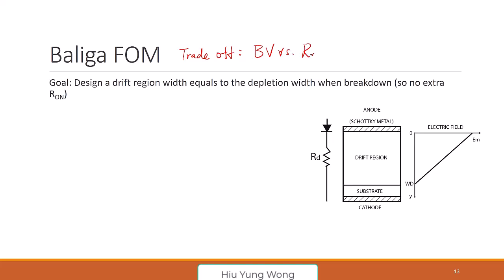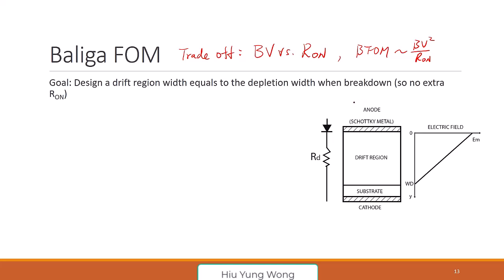Again, if I have a very big breakdown voltage, I will have a very small R on. That would be great. And you can think that maybe the Baliga figure of merit is something like BV over R on. Makes sense, right? But if you remember what we learned last time, it is actually BV squared over R on. Why is that? Because we want to represent it in the fundamental parameters.